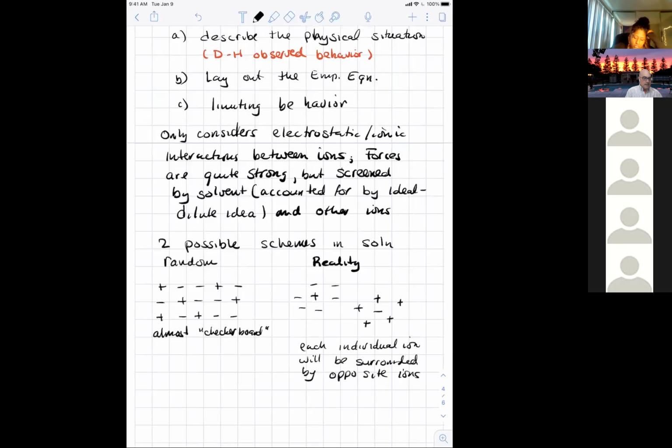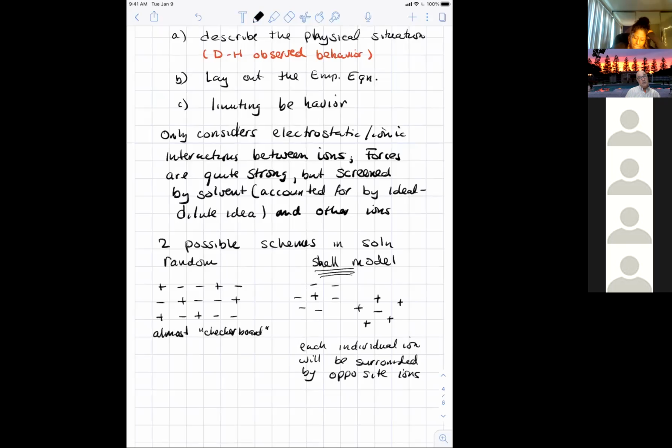And this is, let me not call this reality, right? Because I said two schemes. So let's call this the shell model, right? So each individual ion will be surrounded by opposite ions.